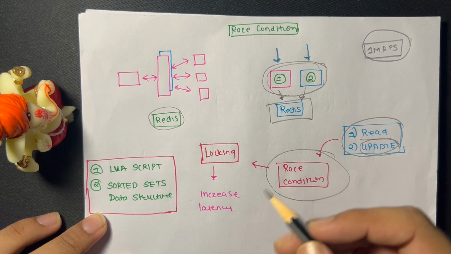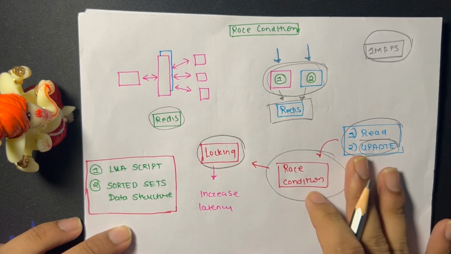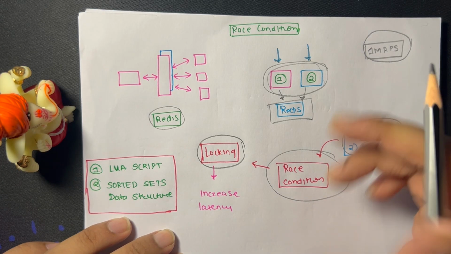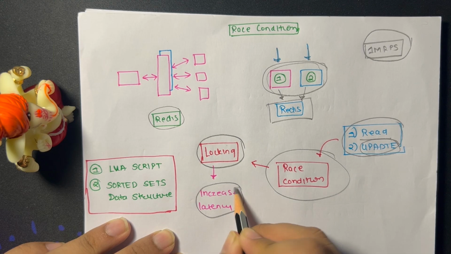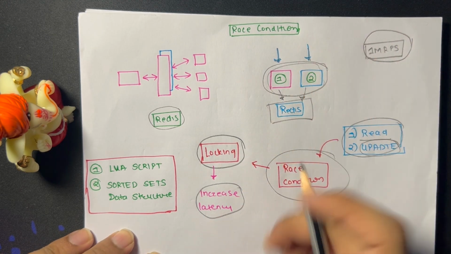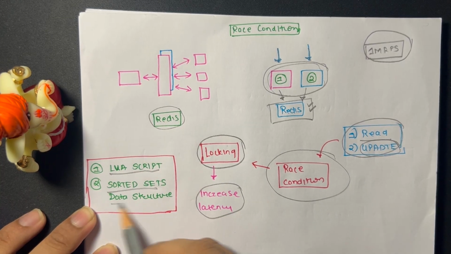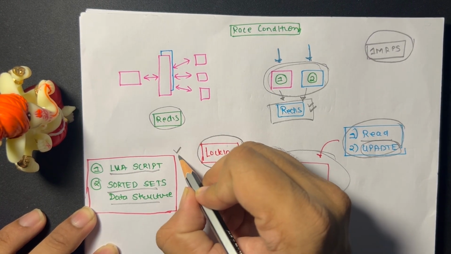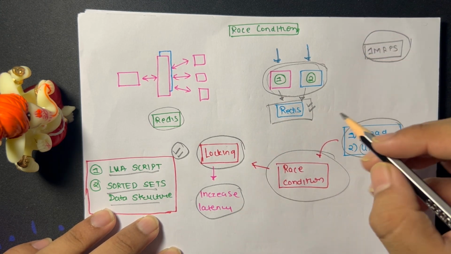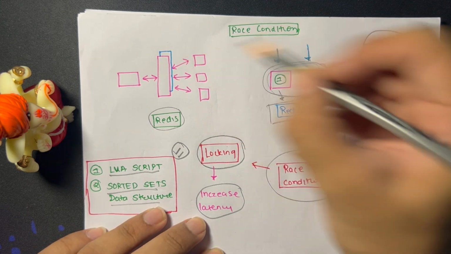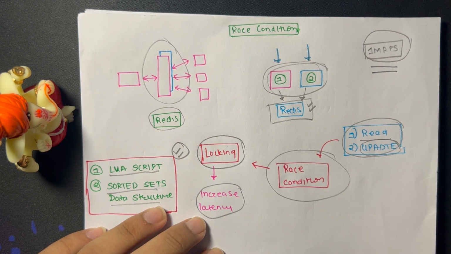To solve this race condition, the first thing we can do is use a locking kind of mechanism. But we also discussed that we need low latency, and a locking mechanism will increase the latency. So the solution is what Redis itself provides us: Lua scripts and the sorted sets data structure. You can read more about this. But in the interview, just say that there will be a race condition, and for this much scale we'll need to add multiple instances of the API gateway.